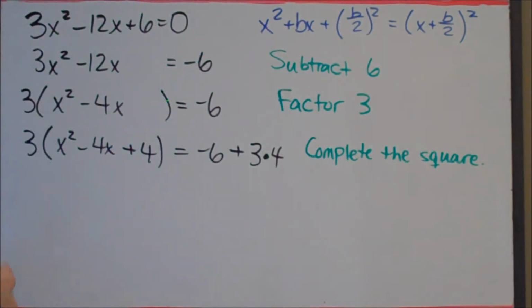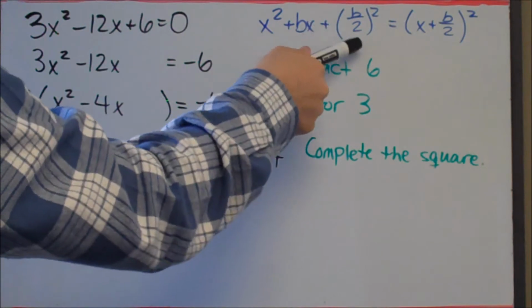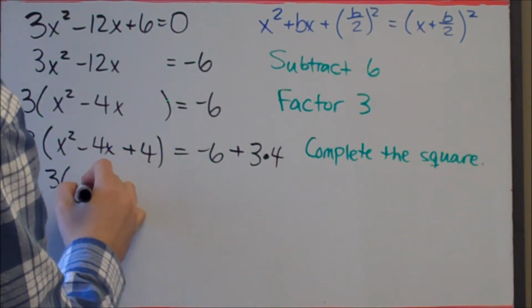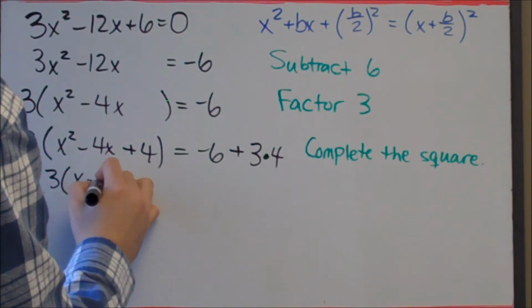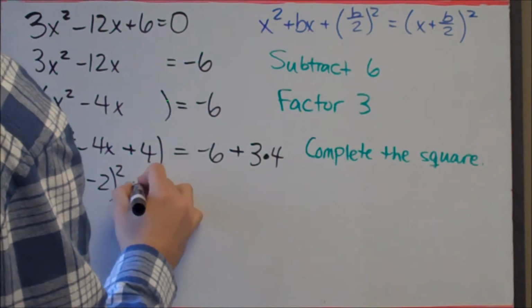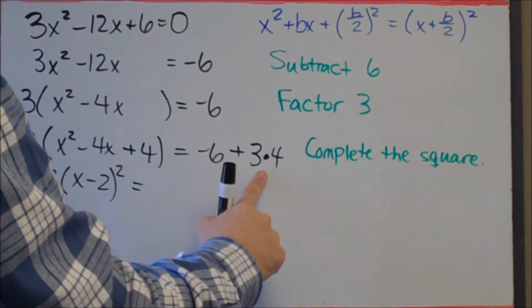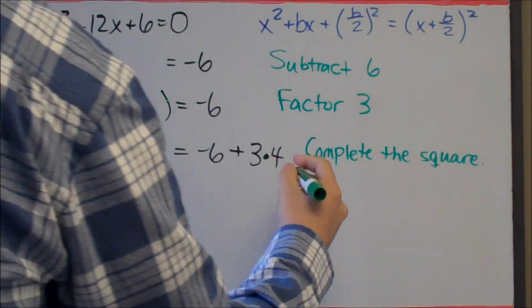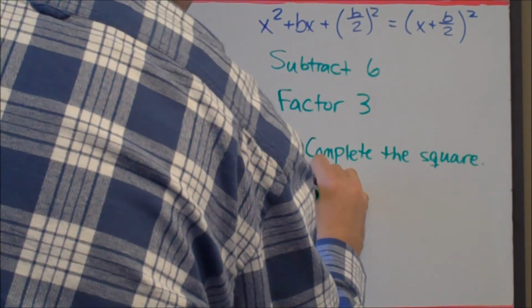Okay? So now, from this formula here, we know what this will factor into. We have 3 times, this will go into x minus 2 quantity squared. And that's going to equal negative 6 plus 12, which is a positive 6. So this is the perfect square.